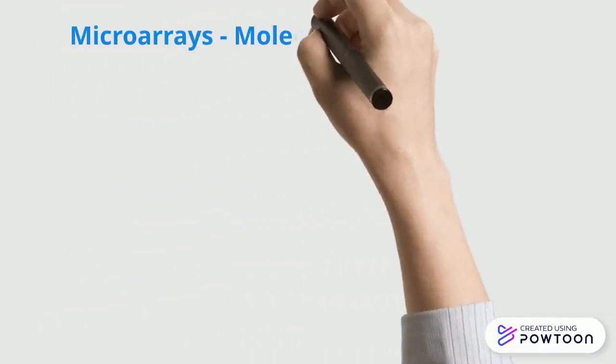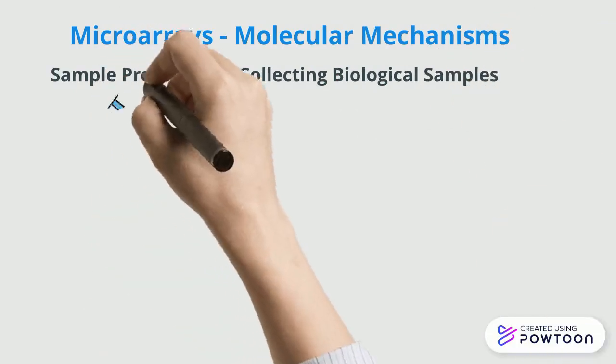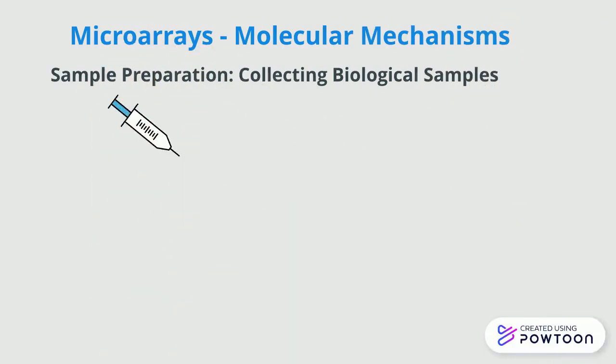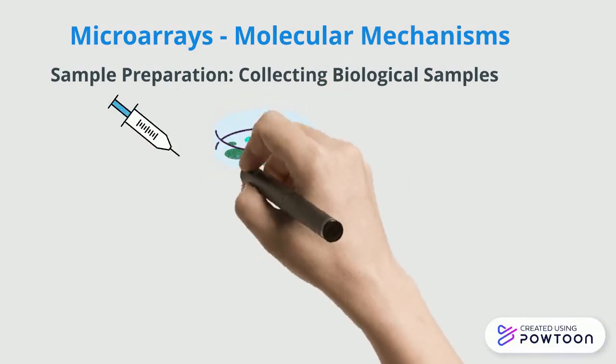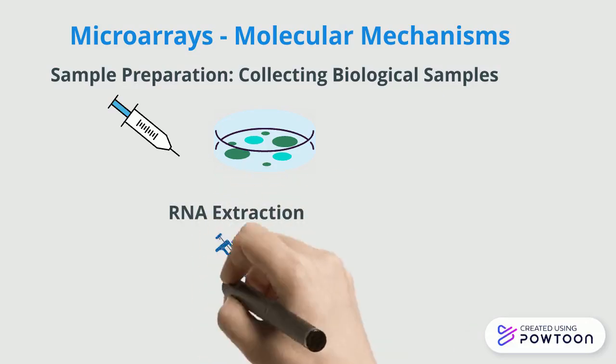The first step is sample preparation. This is collecting biological samples. In the case of PCOS, this could be granulosa cells from the ovaries, as these cells are directly involved in the hormone production and follicle development. These samples are chosen because they hold the key to understanding how gene expression is altered in PCOS.